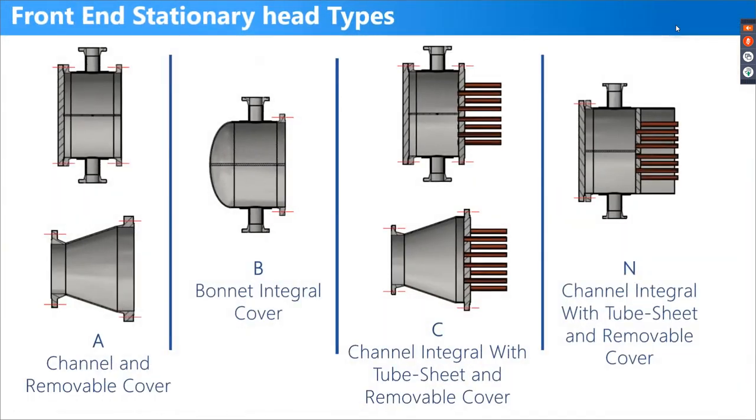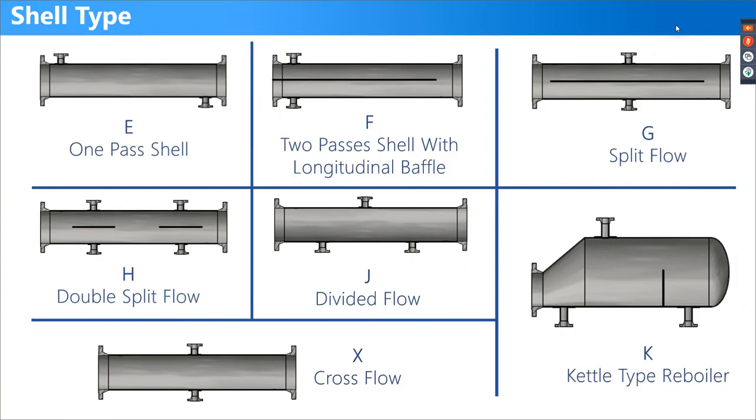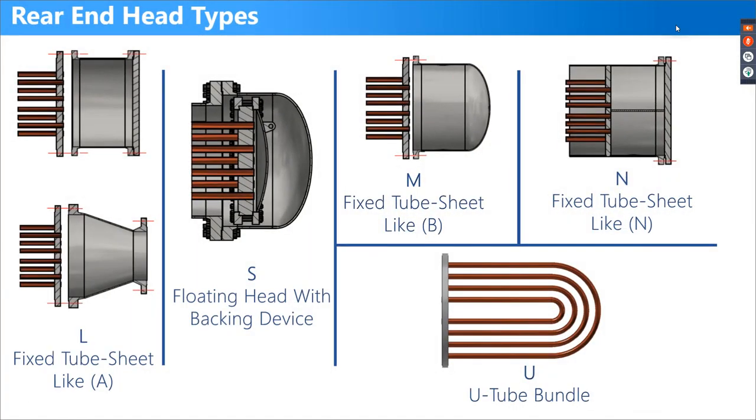That's the front side components, and you can see that for each front end type, like A, you have two cases, B, which is a bonnet integral cover, C and N. For the shell type, all types according to TEMA, you can do it by using SEG Software, whether it's a split shell or a kettle type. And for the rear end, you have the ability to create those types: bent tubes, which is the U-tube, or using a straight tube with a floating head or a fixed tube sheet.